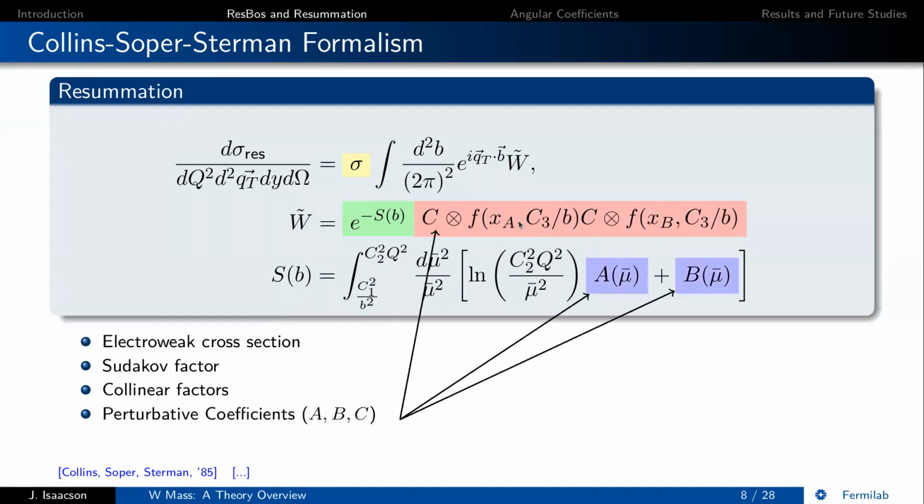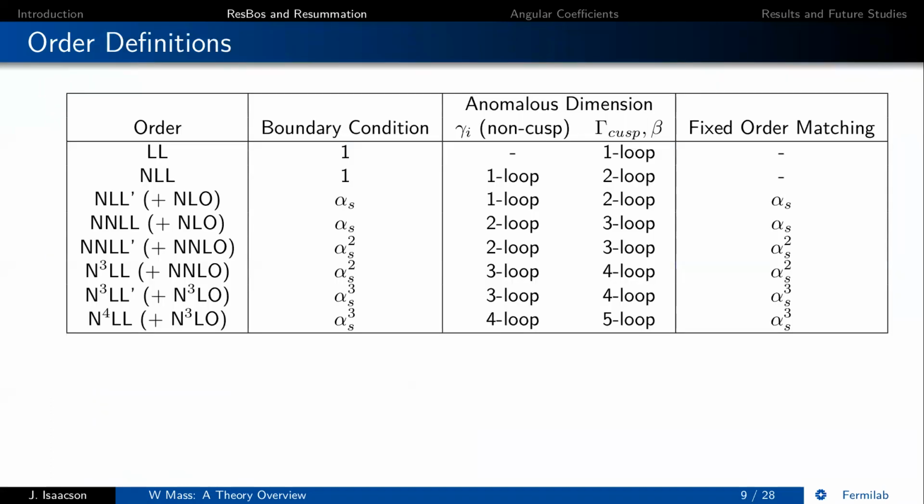I want to highlight that there are these three coefficients: the C coefficient, the A coefficient, and the B coefficient. These are the coefficients that you can calculate order by order in perturbation theory and plug into this formalism to improve your formal accuracy. And when I talk about formal accuracy, this is how you can define them.